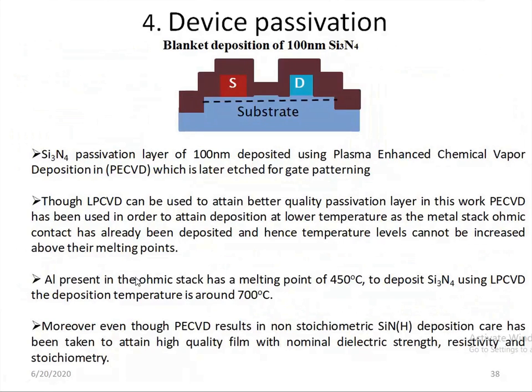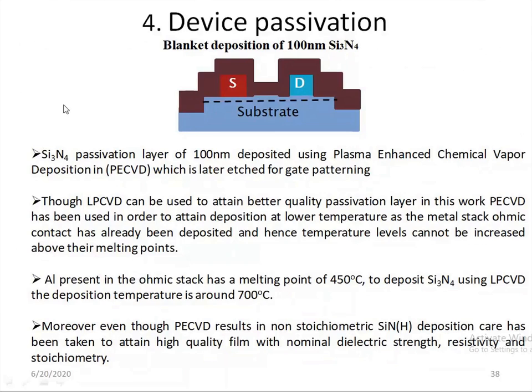For device passivation, again, we have multiple methods that are available. We have used PECVD, or plasma enhanced chemical vapor deposition, for silicon nitride deposition. And we have deposited around 100 nanometer silicon nitride. There are many other methods that can be used, like LPCVD, but when you choose this method, there are many things that you have to take care of.